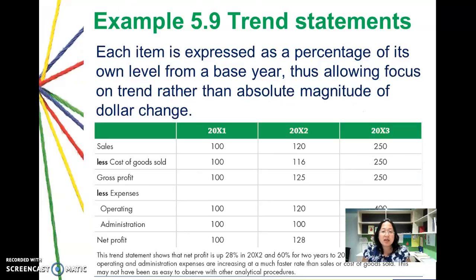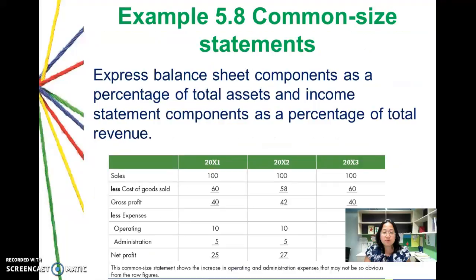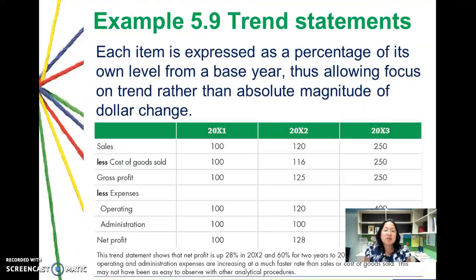So that is one example of the common size statement. The next one that we have is the trend statement. The trend statement is where each item is expressed as a percentage of its own level from the base year, so that it focuses on the trend rather than the absolute figures. With the same example, we convert the common size statement into the trend statement. In another way, the common size statement is similar to the normal statement that you see often, and the trend statement is just about the trend, the percentage.